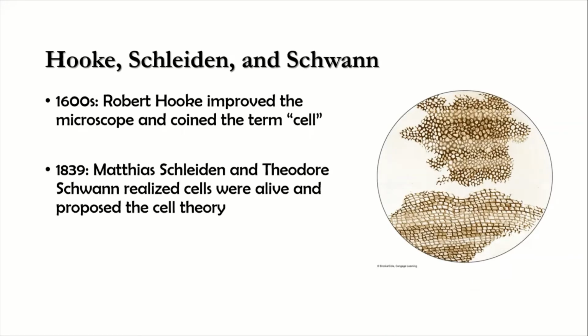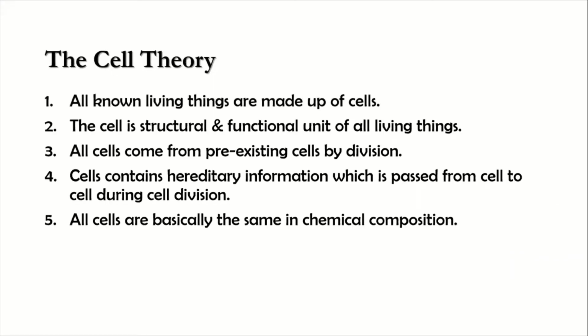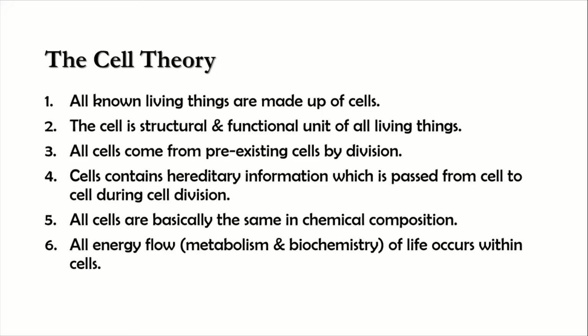Eventually, in the 1800s, particularly in 1839, Matthias Schleiden and Theodor Schwann actually realized cells were alive and they proposed the cell theory. So these are now the different tenets of the modern cell theory. The first tenet says that all known living things are made up of cells. Second, the cell is the structural and functional unit of all living things. The third tenet is all cells come from pre-existing cells by division. We will be discussing the different types of cell division in our upcoming videos.